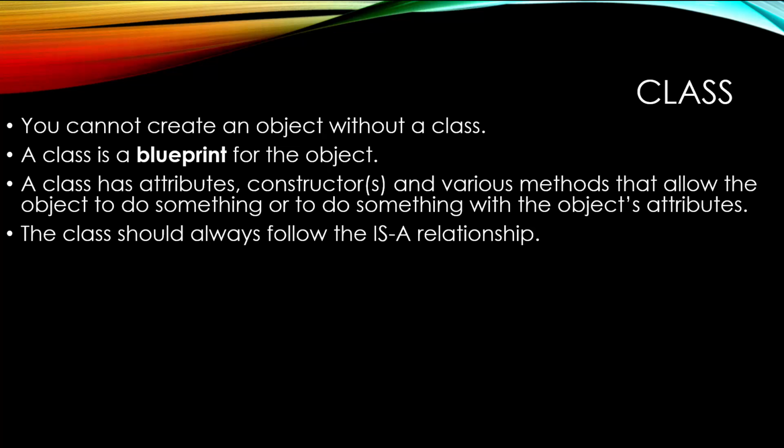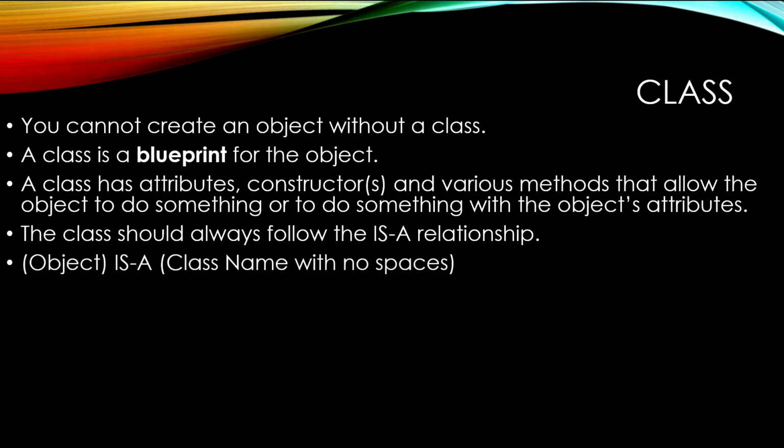Now, the class should always follow the is-a relationship. When you have an object and you're trying to figure out what class it belongs to, as you start to get more classes, you want to follow the is-a relationship. So here's how you do it. You take the object, whatever it may be, is-a, and then the class name. Now remember, your class name should have no spaces. You're not allowed to have spaces, so that's why I put "with no spaces."